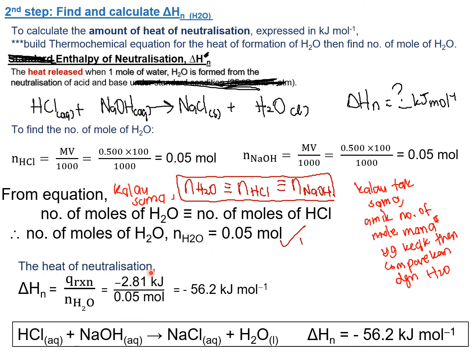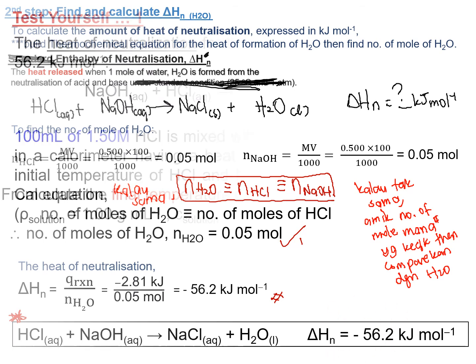And then to find the heat of neutralization, the delta enthalpy of neutralization is equal to Q reaction. Q reaction is the heat released from the reaction, which is negative 2.81 kilojoules, divided by the number of moles of water, which is 0.05 mole. Then you will get your answer in kilojoules per mole. Since the question asks you to find the enthalpy of neutralization, you build the thermochemical equation for the enthalpy of neutralization, so you just copy it back and insert the value of the enthalpy of neutralization.